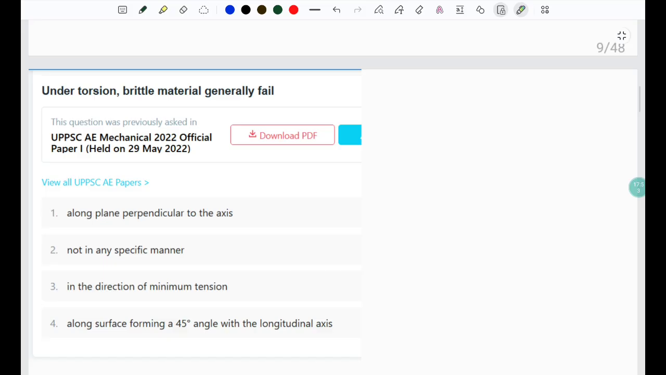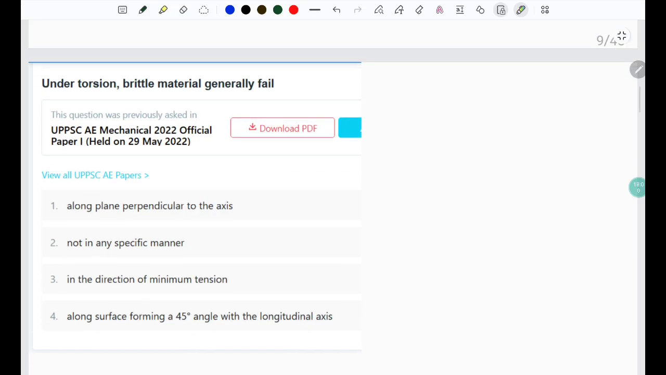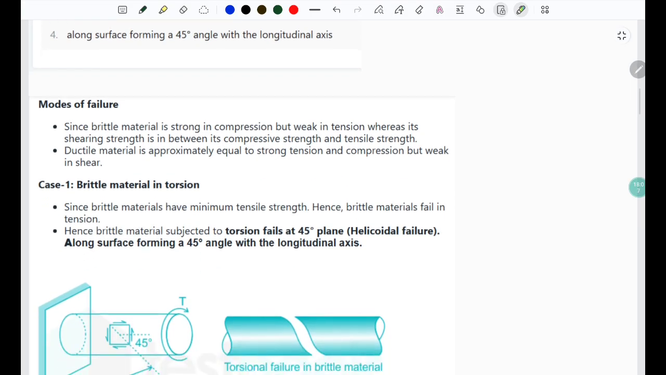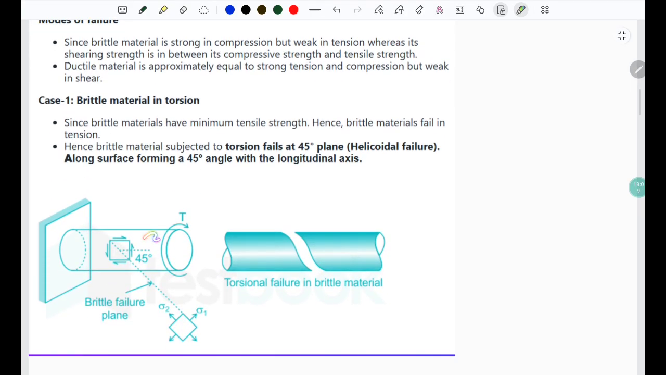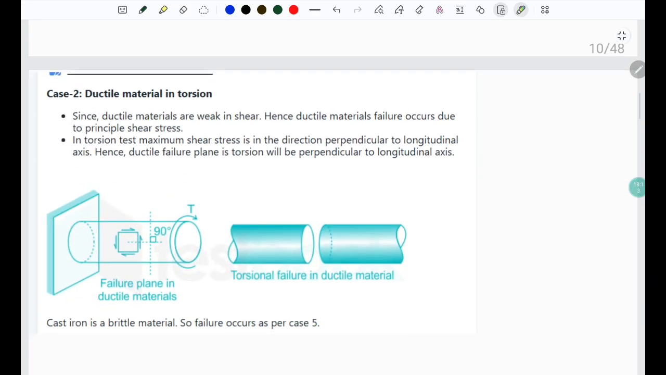Here is another question that says that under torsion, brittle material generally fails along an angle of 45 degrees to the longitudinal axis, whereas for the ductile material, that failure is 90 degrees. So brittle material in torsion, we have a failure of 45 degrees. Ductile material gets a 90 degree.